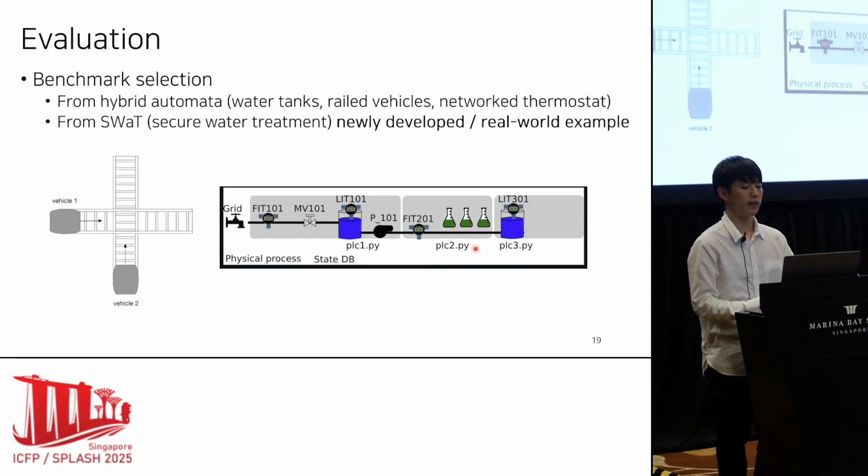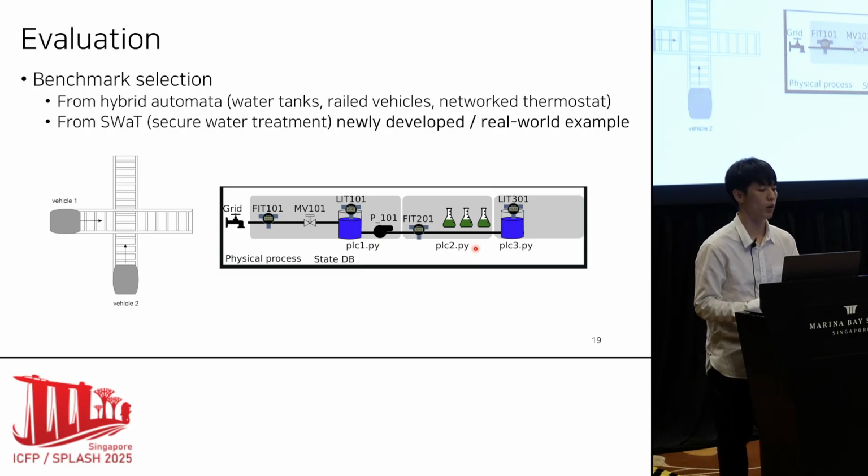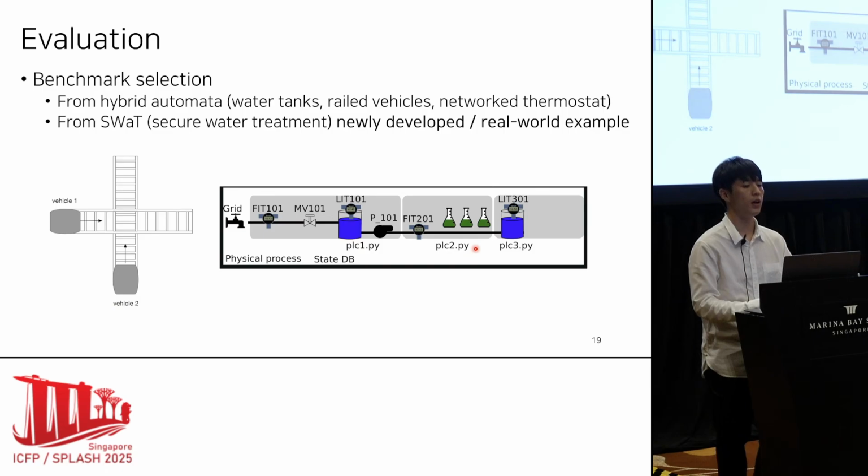To evaluate the effectiveness and efficiency of our approach, we first need to come up with benchmark models. And we have adopted some of the standard hybrid automata benchmark models, such as water tanks, railed vehicles, networked thermostat, and etc. Because theoretically, hybrid automata can encode the whole PLC system, but not practically.